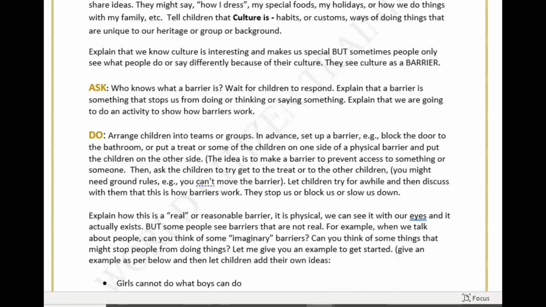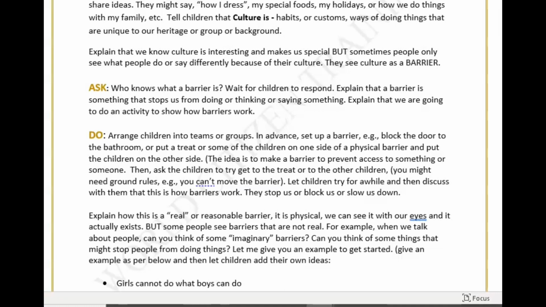You can't move the barrier. You can't climb over the barrier. What are they going to do? So then we're going to let the children try. The idea is to create a scenario where it's very difficult for them to get across that barrier.